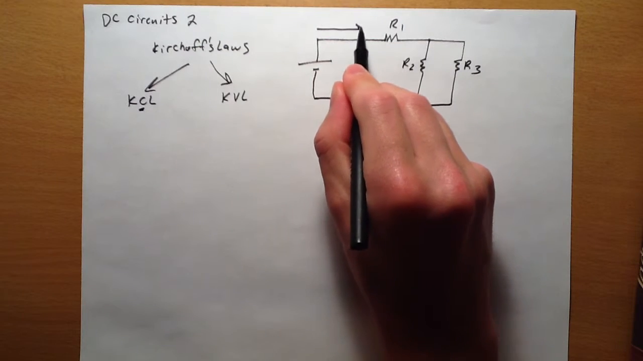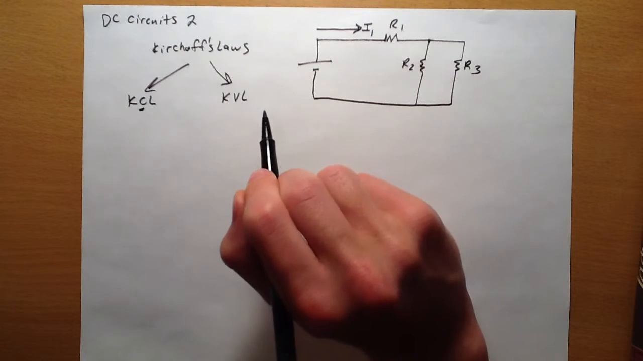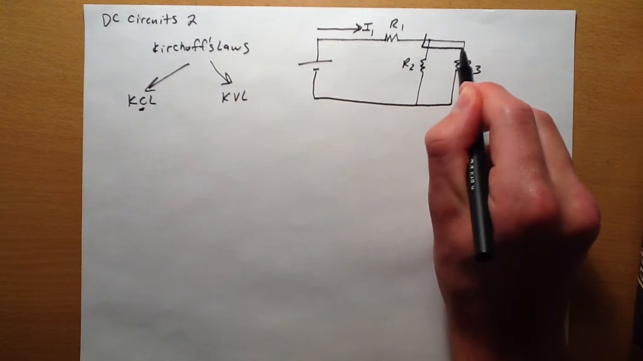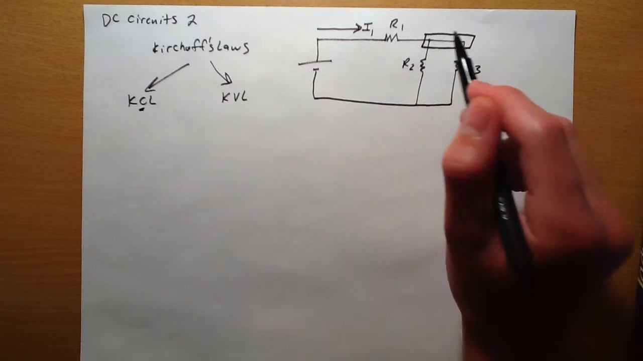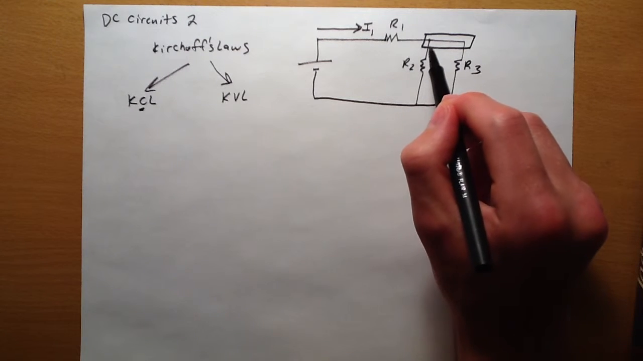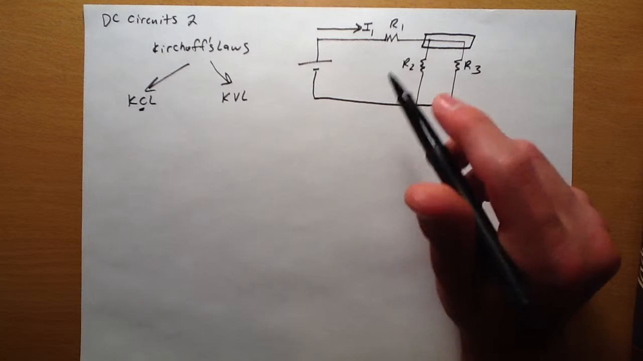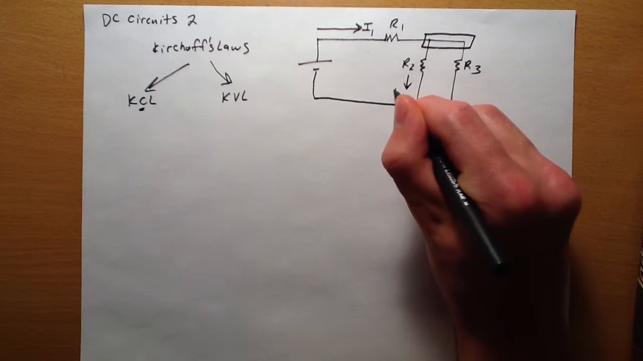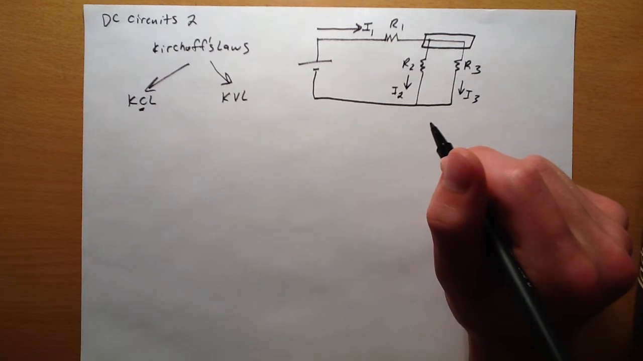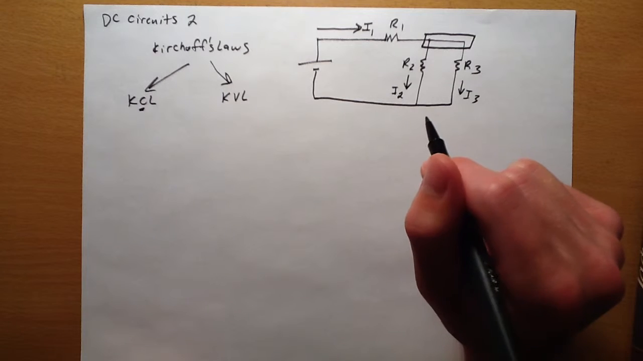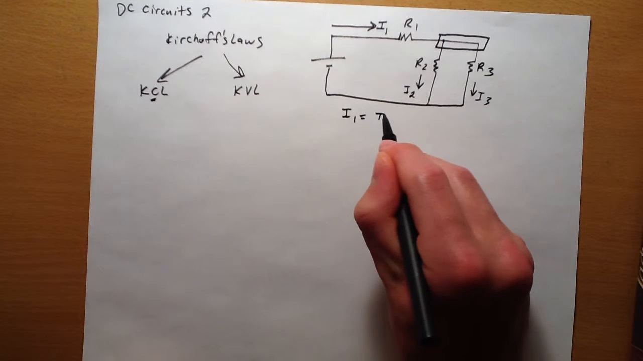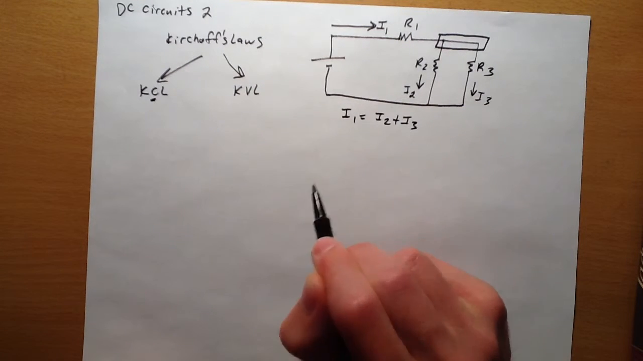So let's say we have I1 through here, the current going through the resistor, and it goes to this node. Nodes are points connected by wire without resistors or capacitors in between them. So this right here is a node. Going into this node, we have I1. Going out of it, we have I2 and I3. The current must escape somewhere. So since what goes in must come out, I1, what goes in, must be equal to I2 plus I3, or what goes out.